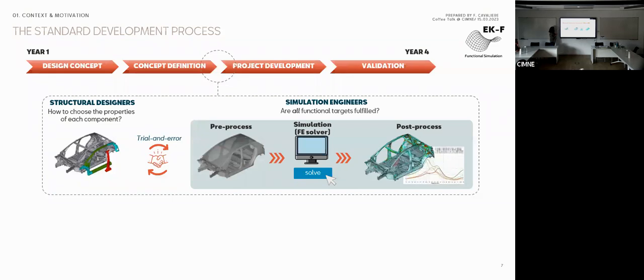Well, we have our structural designers that have to deal with a very complex problem. We have a car, it's made out of a lot of components, and our structural designers have to choose the properties for each one of these components. So most probably the material properties, geometrical properties, and many others. And then this first idea goes to the simulation engineers that have to make sure through simulation. So basically, usually they first develop a simulation model in a pre-process, then they run the simulation by means of usually finite element solvers to then post-process the results and make sure that all the functional targets are fulfilled.